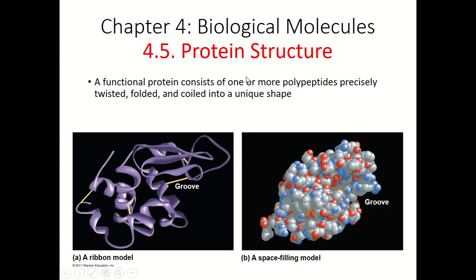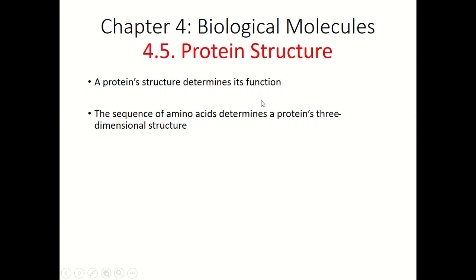So the protein structure depends on its shape, and the protein will have its function. You have to remember that one protein consists of one or more polypeptides. The structure sometimes is twisted, folded, and coiled into a unique shape. A protein's structure is what determines the function of the protein, and this structure is due to the sequence of amino acids.